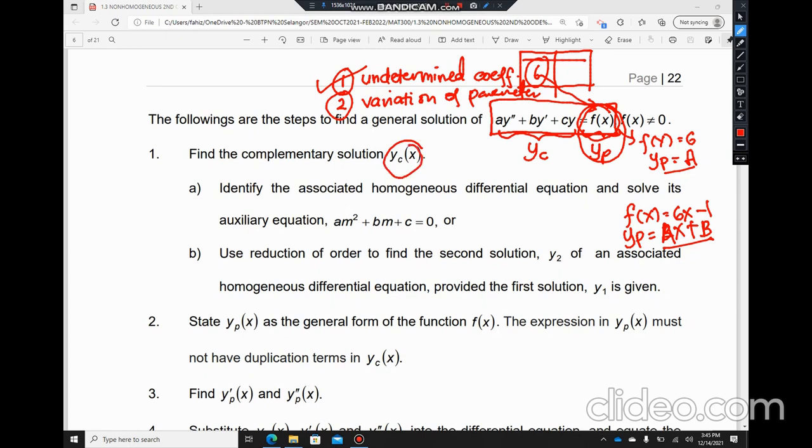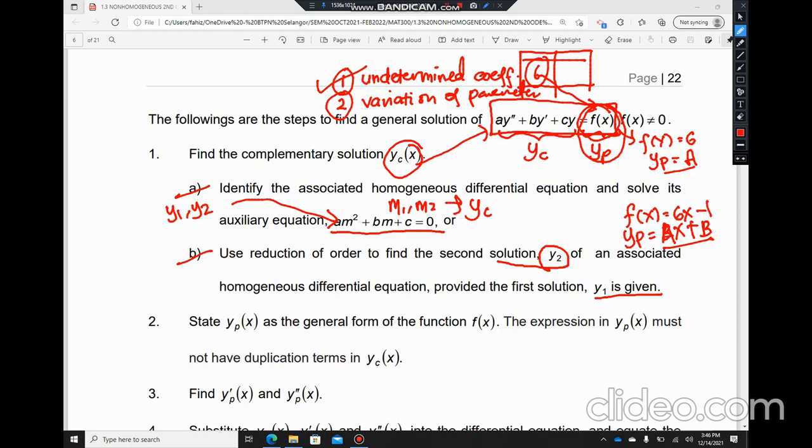Even though it is non-homogeneous, we first find the left hand side. We already did this: we use the auxiliary equation am squared plus bm plus c equals 0, and then use reduction of order to find the second solution y2 of the associated homogeneous differential equation, provided the first solution y1 is given. So to find yc we have two ways. If y1 and y2 are not given, you can use the auxiliary equation, factorize, get m1 and m2, and then calculate your yc. The second way is reduction of order, used when y1 is given. Then you just find y2, using the reduction of order formula we have seen. Both ways can be used to find yc, the complementary solution.